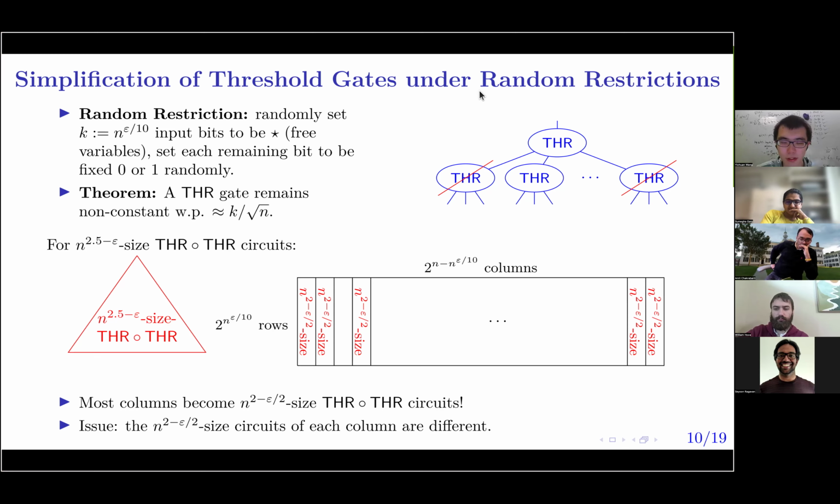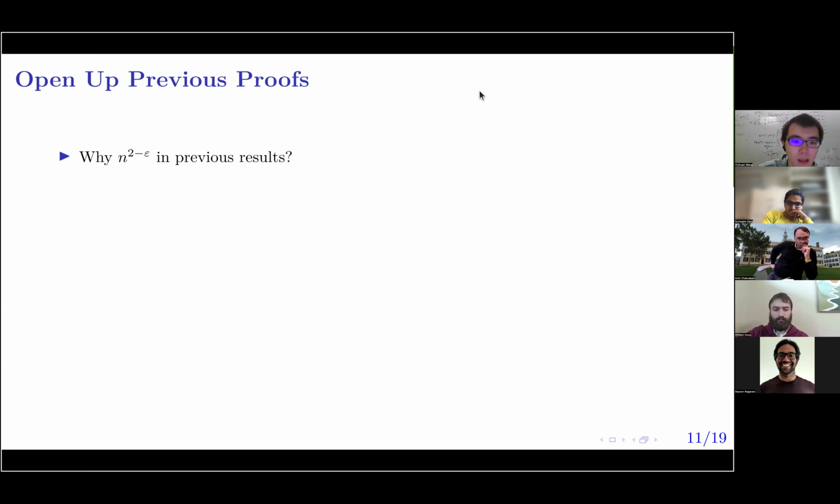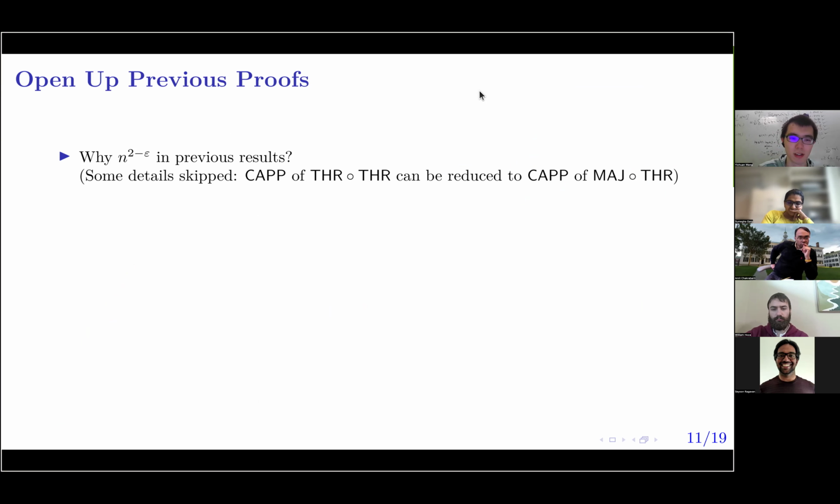Okay, so before moving on to the next idea, we need to first look deeper into the previous square proof. So where does this square come from? Why is it not 1.5 or linear or something else? Why is it n squared? So why was the previous result n squared? Today I will skip a little bit of details. In fact, there's some reduction that we can reduce designing cap for threshold to cap of majority of threshold.